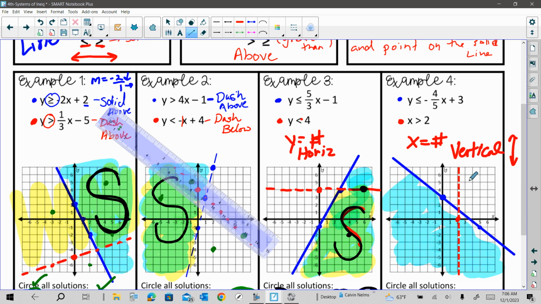So greater than is to the right. All the numbers to the right would be greater. Less than would be to the left. So it kind of matches the arrow. Wherever the arrow is pointing here, that's where we're going to shade. So this is pointing to the right, so we're going to have to shade over here.